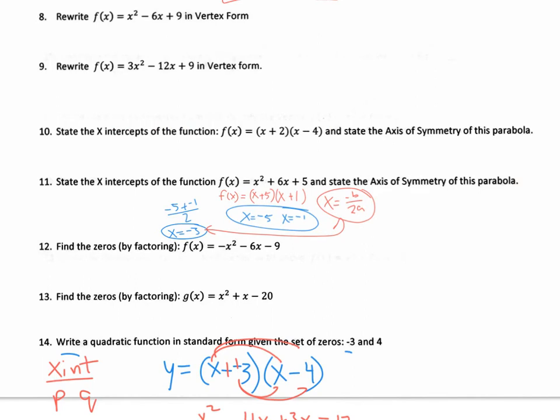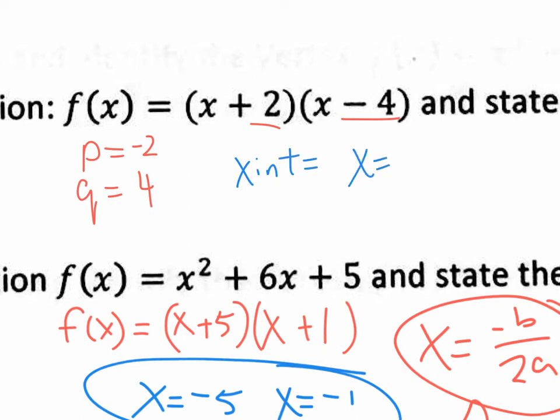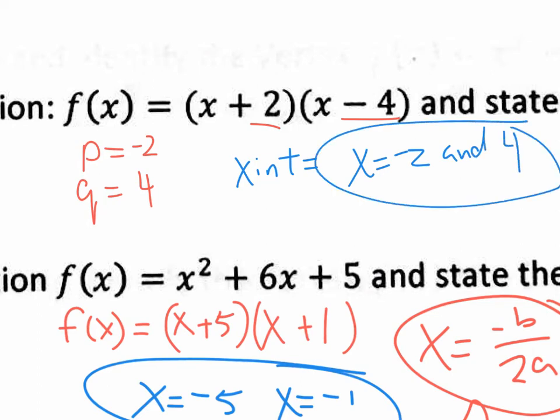So if we jump to number 10, we have another intercept form equation, and it says state the x-intercepts. So if it's an intercept form, why do they call it intercept form? Because it tells us the x-intercepts, right? And what are the x-intercepts? It's p and q, right? All you got to do is think opposite of what you see here and what you see here. So your p value happens to be negative 2. Your q value happens to be positive 4. So what are your x-intercept values? You could just write x-int equals, or you could say x equals negative 2 and 4. Those are your answers for that one, negative 2 and 4.